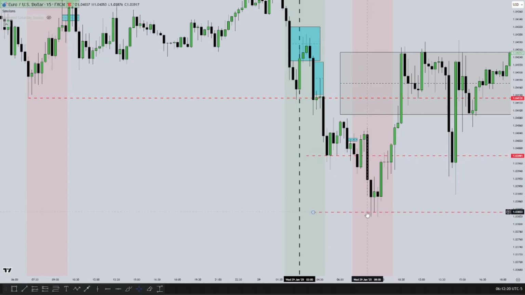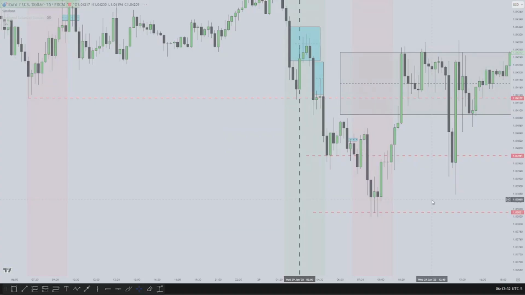the 100% level of the standard deviation as our target we identified during the London session. So back to the 5 minutes.